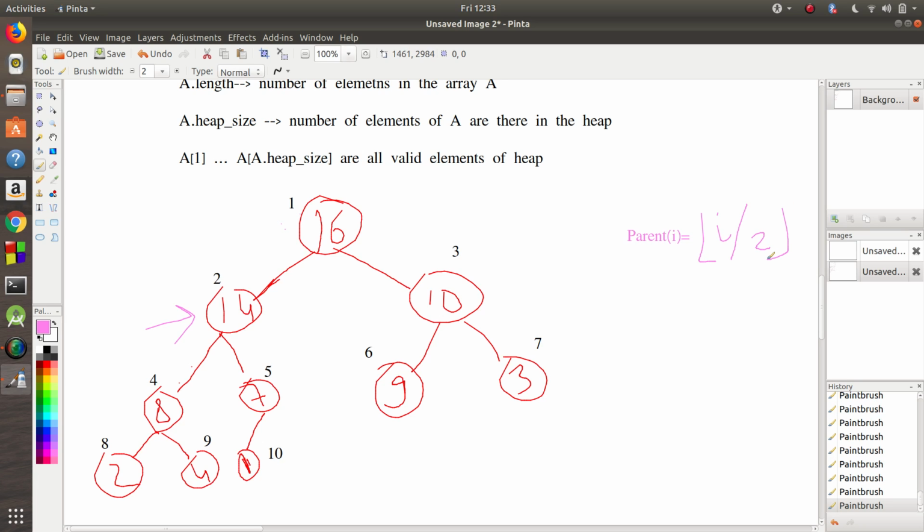Okay, so that's great. Then there is one more thing called left of I. So left of I means if we are at node 3, then what would be the index of its left child? As you can see, the left child of node 3 is 6, which is clearly 3 into 2 is equal to 6. So we can say that left of I is equal to 2i.